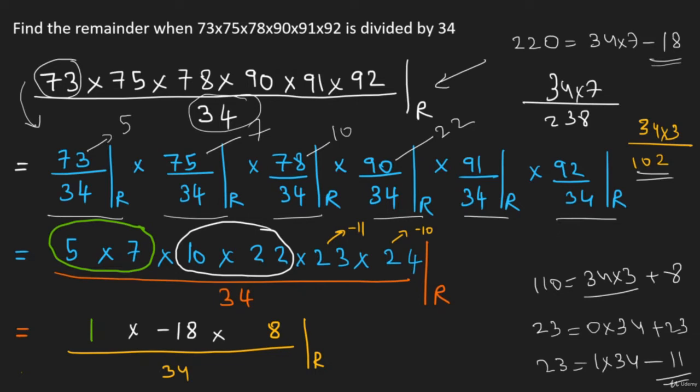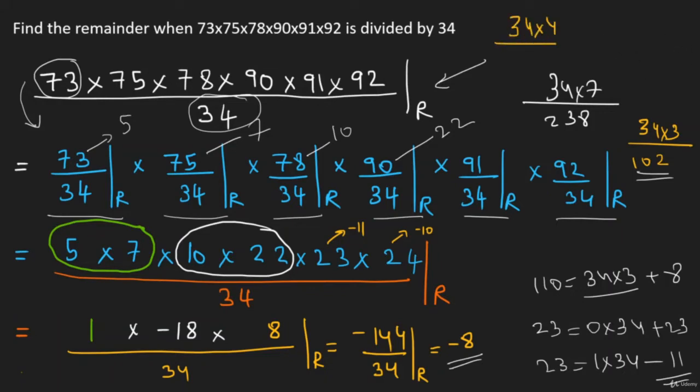Minus 18 into 8 is minus 144 divided by 34, and that will give you the answer as minus 8. So 144 divided by 34 gives you a remainder of 8. So minus 144 divided by 34 will give you a remainder of minus 8. Let's see it together. I'll make some space over here. Let's see why it's minus 8.